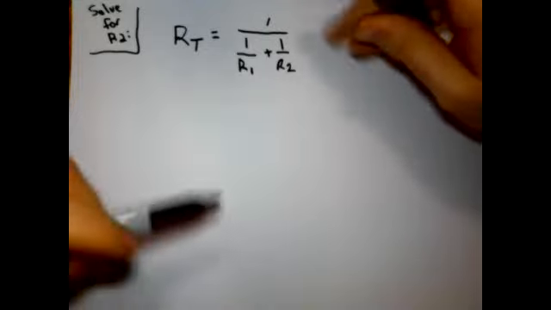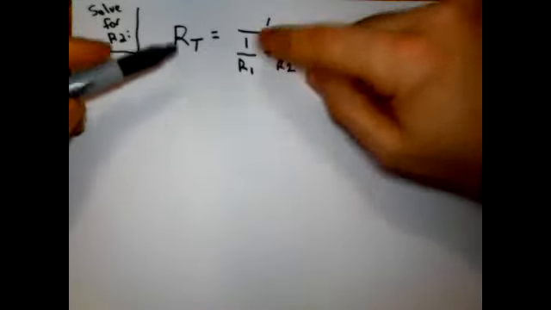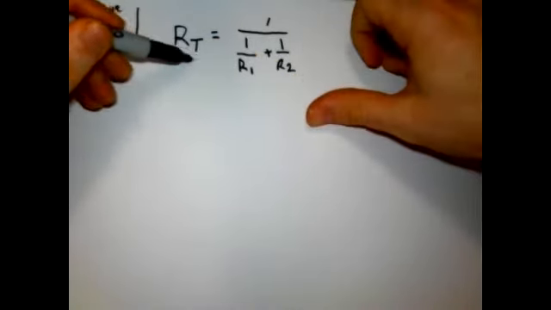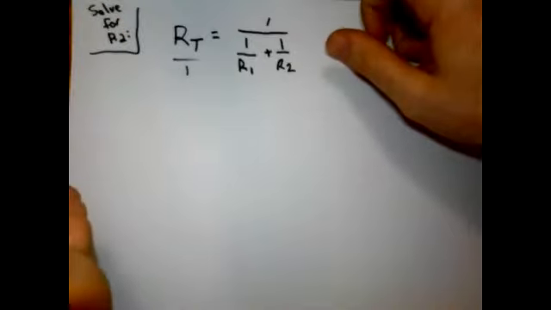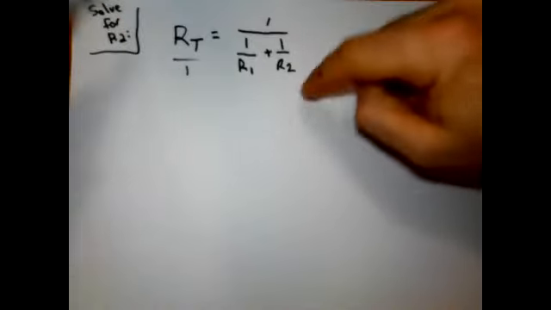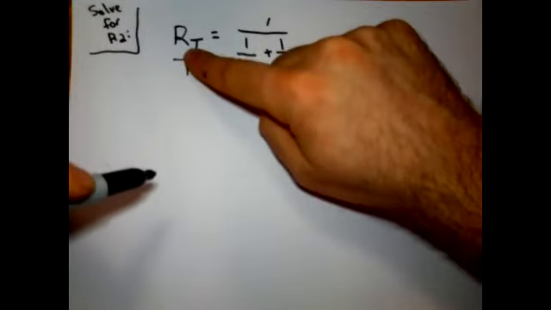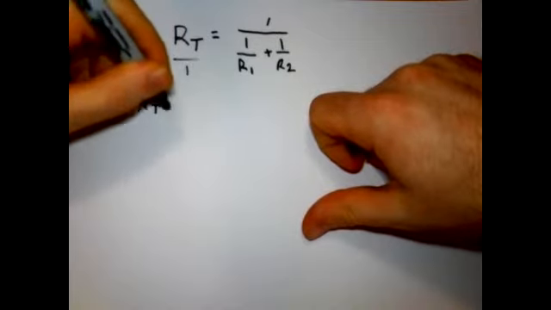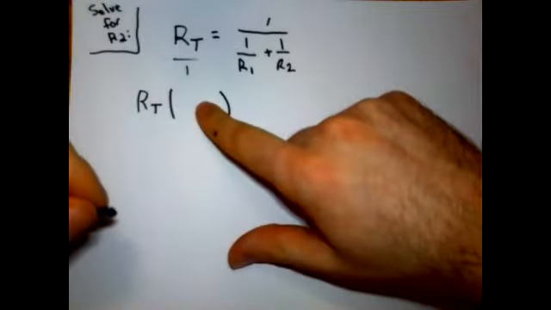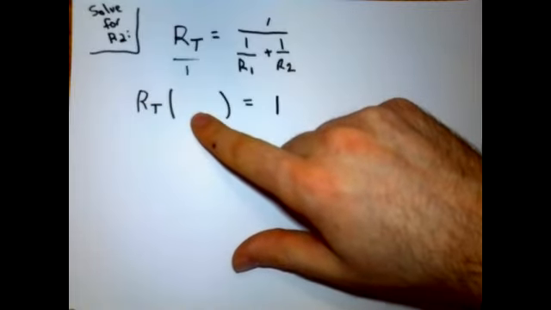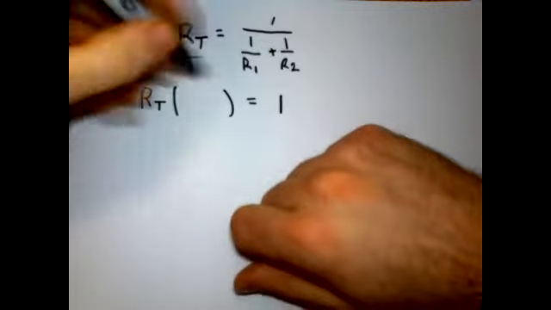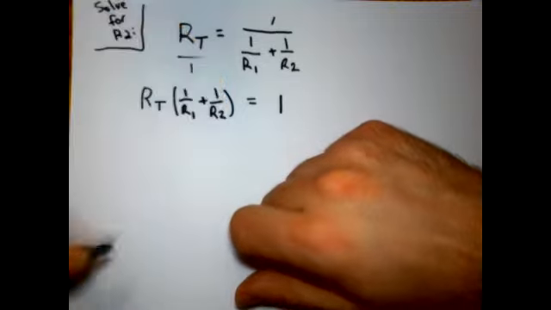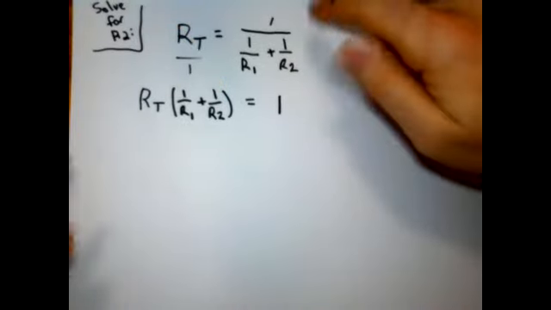So we're going to run the same process. And I said a second ago, if I make this a fraction equal to a fraction, we can cross multiply. So I'm just going to call this RT over 1. So now I've got 2 fractions. So I'm going to cross multiply. So that would be RT times the stuff is equal to 1. So take a second and write the stuff in, but it's 1 over R1 plus 1 over R2. Okay.